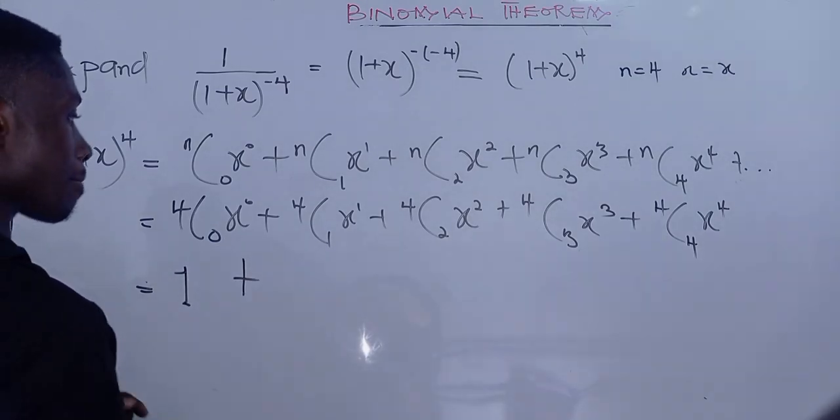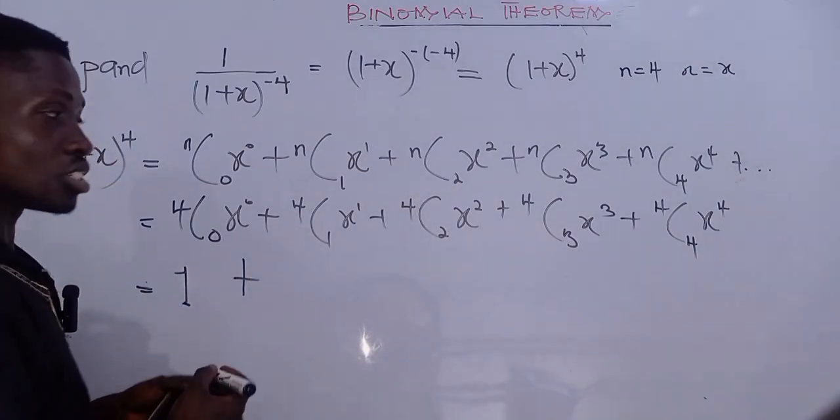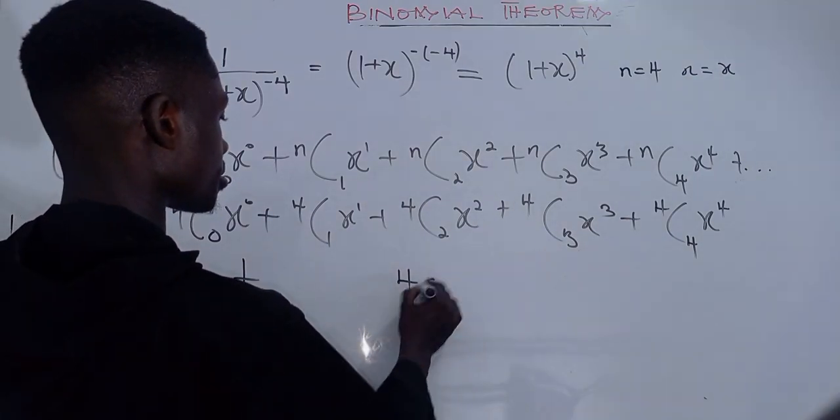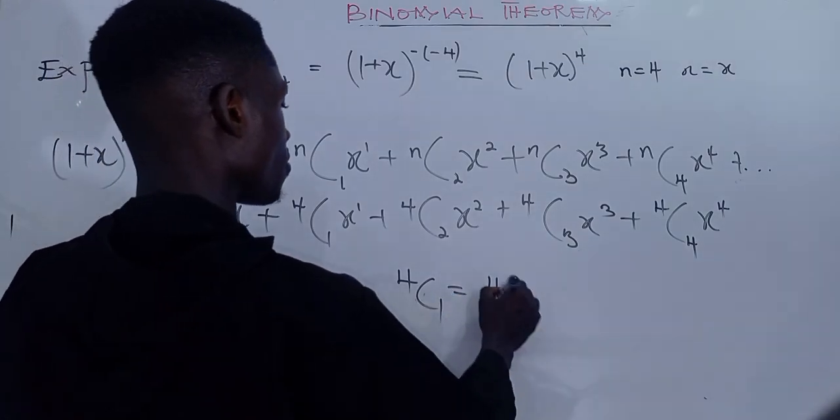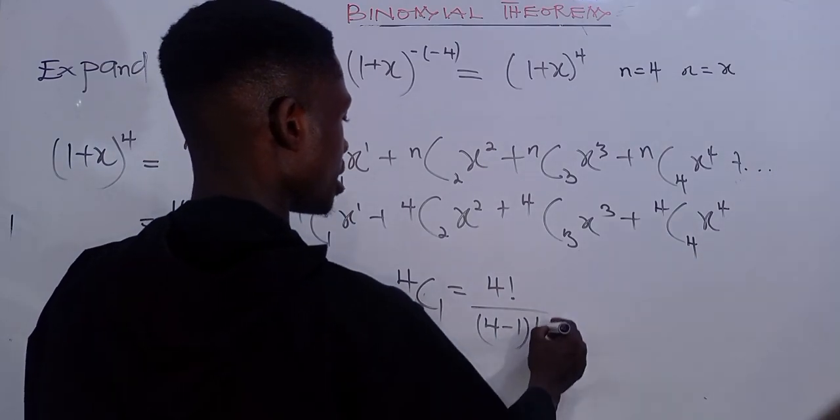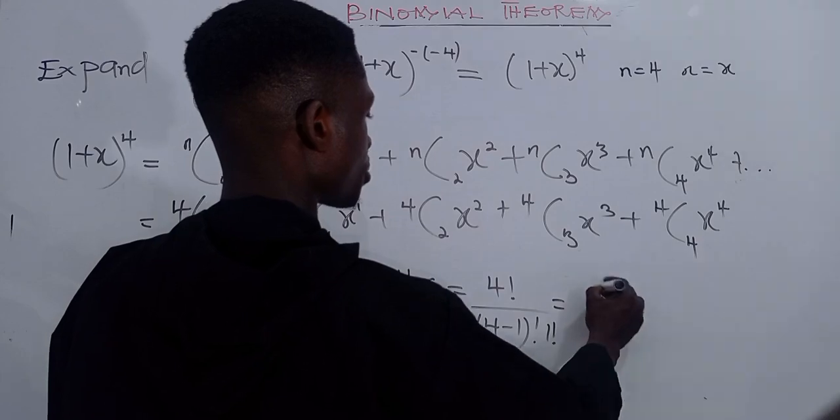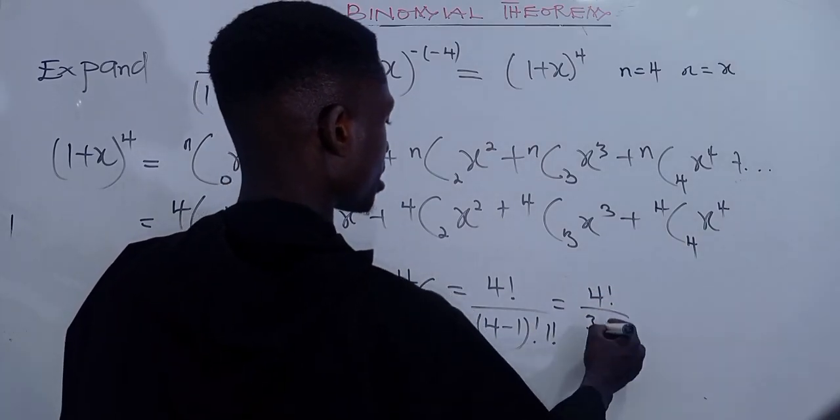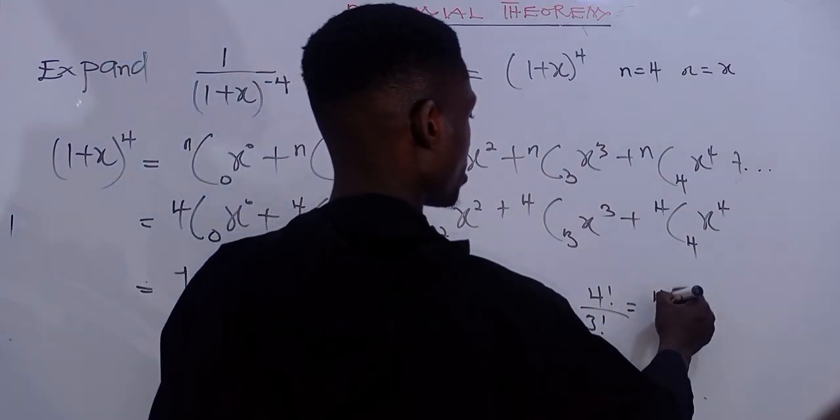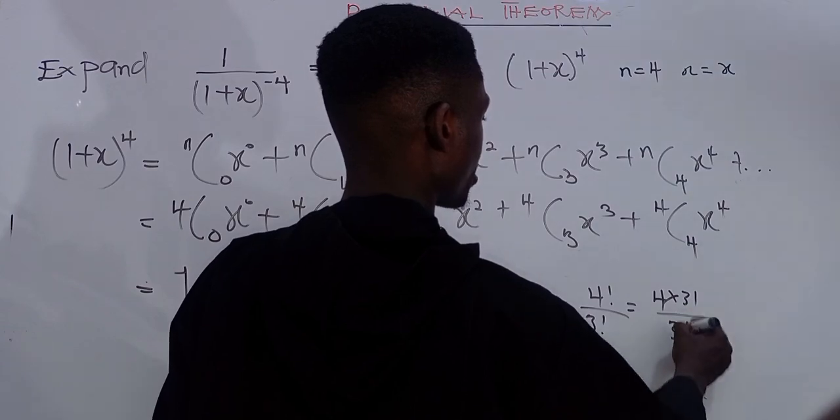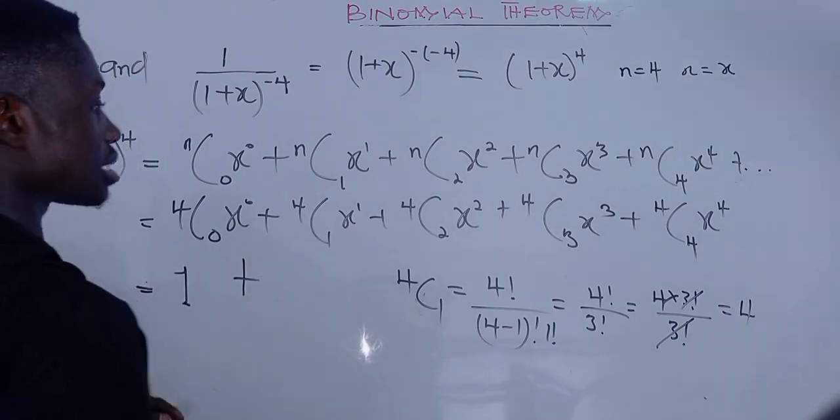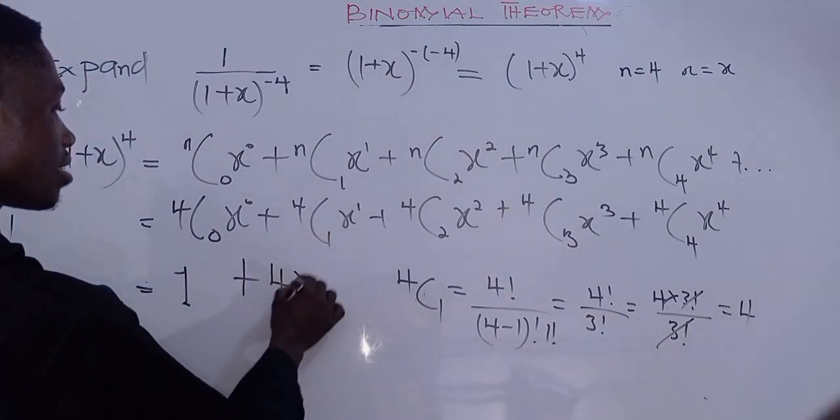So we have plus 4 combination 1 is sure going to give you what? 4. Let's work it manually. 4 combination 1 is the same as what? 4 factorial all over 4 minus 1 all factorial, and then we have 1 factorial. So we have 4 factorial all over 3 factorial. 1 factorial is the same as 1. So this is the same as 4 times 3 factorial all over 3 factorial. So this and that will go. We are left with what? 4. So for combination 1, we have 4, and then we have x raised to the power 1.